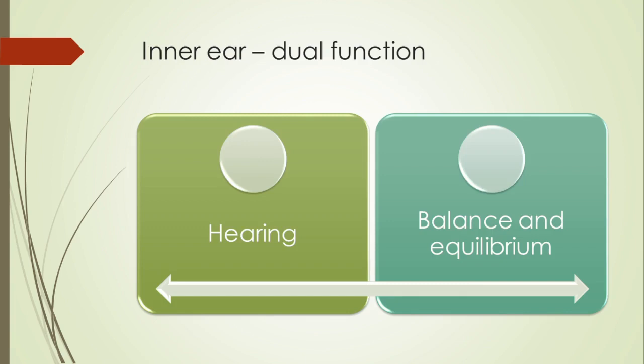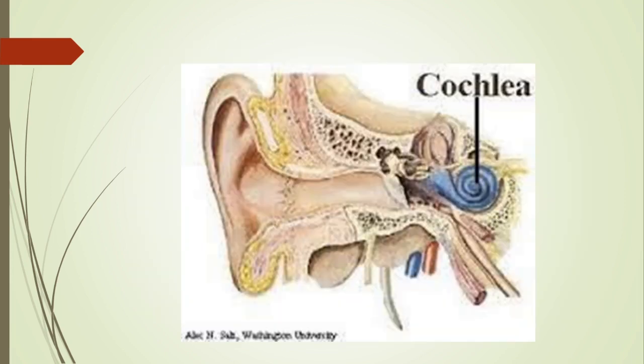The function of inner ear is not just hearing, it has dual functions. In addition to hearing, inner ear is also concerned with balance and equilibrium. The parts of the inner ear like the semicircular canal, utricle and saccule, they are all concerned with balance and equilibrium. Here we are studying about auditory perception and we will be focusing on the part of the inner ear that is concerned with hearing. The part of the inner ear that is concerned with hearing is cochlea. Cochlea converts the vibrations that reach the inner ear into neural signals so that we can perceive sound.